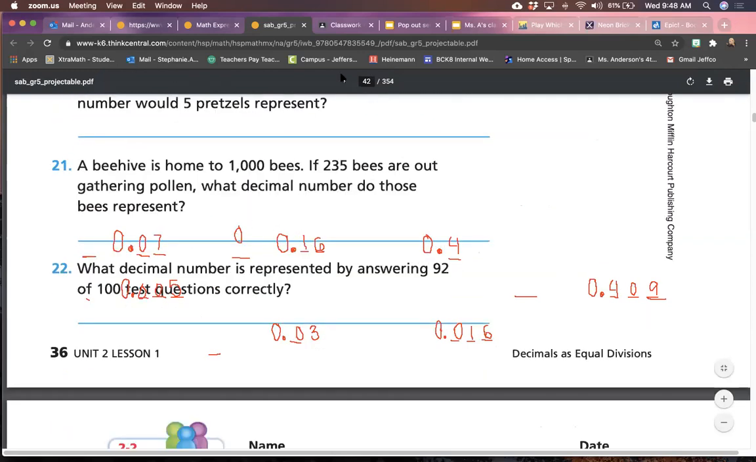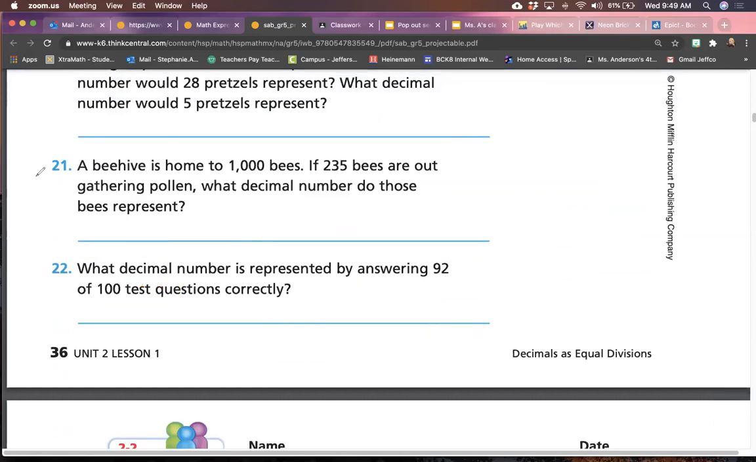Let's do one word problem together, and then I'm gonna let you guys go. All right, I'm gonna do 21 with you. A beehive is home to 1,000 bees. If 235 bees are out gathering pollen, what decimal number do these bees represent?